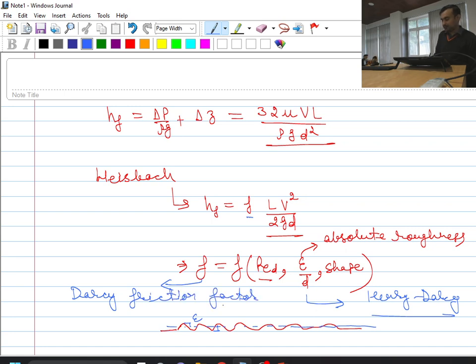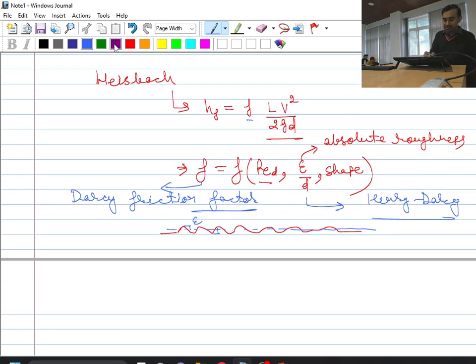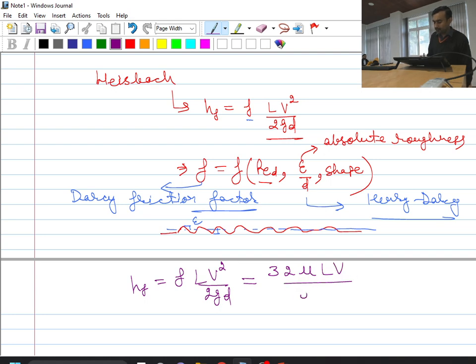Okay, we also call this factor the Darcy friction factor. Till now I have got the generic equation. As per this generic equation, my hf is equal to f L V square by 2 g D. And for laminar flow conditions, I also know that my pressure drop, or head loss, is equal to 32 mu L V upon rho g D square.